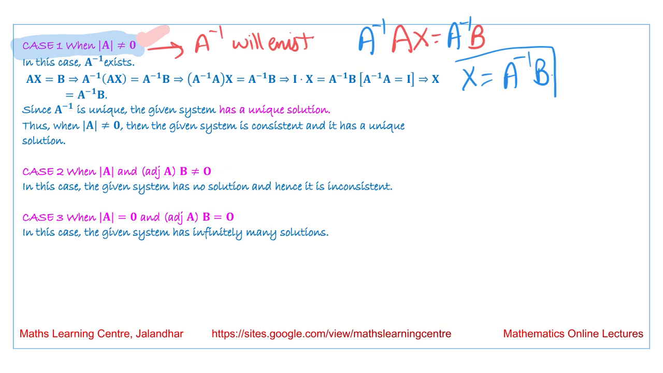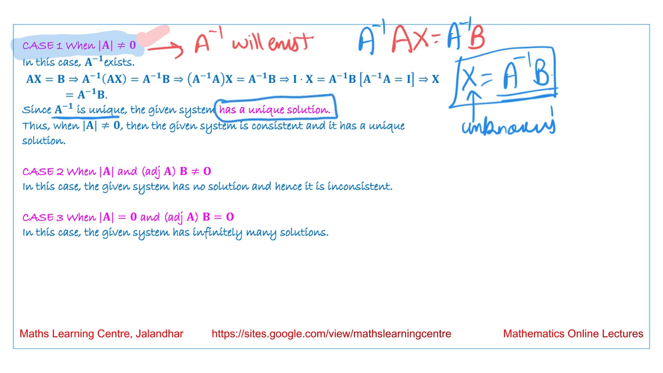So what we are getting is x is equal to A inverse B. x is the unknowns. So we can obtain the value of the unknowns using this, and since A inverse is unique, the system has a unique solution. So when determinant of A is not equal to 0, the given system is consistent and has a unique solution.